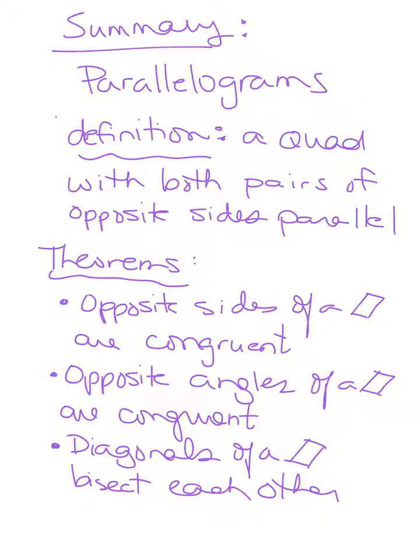Let's do a quick summary of what we know now about parallelograms. The definition states that a parallelogram is a quadrilateral with both pairs of opposite sides parallel. The first theorem talks about the fact that opposite sides of a parallelogram are congruent. We also know that opposite angles of a parallelogram are congruent. And our last theorem states that diagonals of a parallelogram bisect each other.